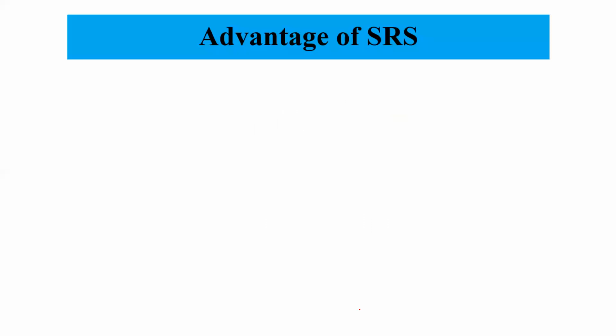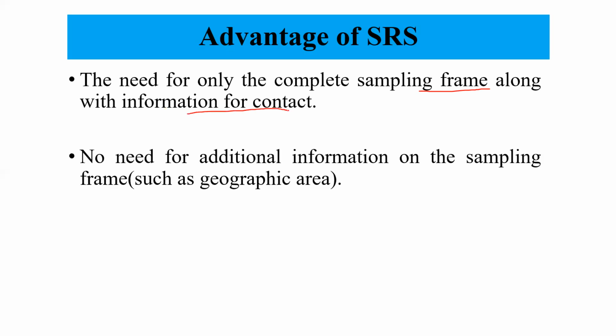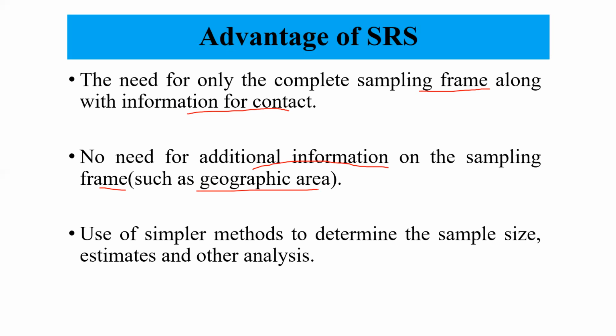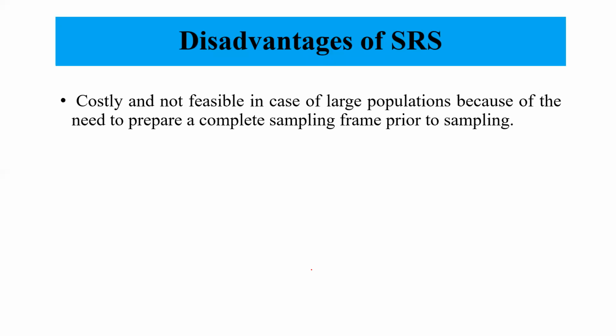Now we need to understand what the advantages of SRS, simple random sampling, are. It needs only the complete sampling frame along with contact information. There is no need for additional information on the sampling frame such as geographical area. It uses simpler methods to determine the sample size, estimates and other analysis.